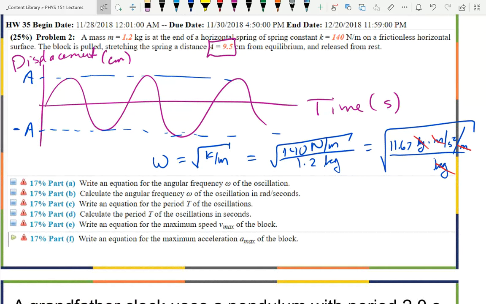Okay, write an equation for the period. That's not hard. What's the relationship between period and frequency? Frequency is 1 over period, so period is 1 over frequency, which means it's 2 pi over omega, which means it's 2 pi square root m over k. That's not hard at all.